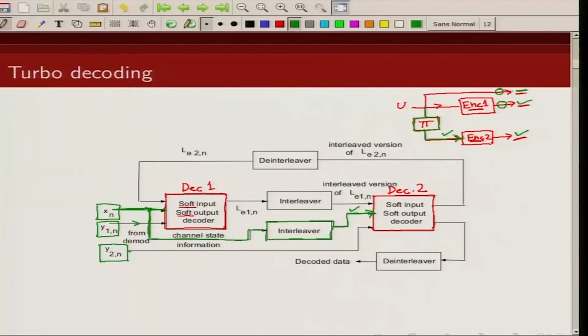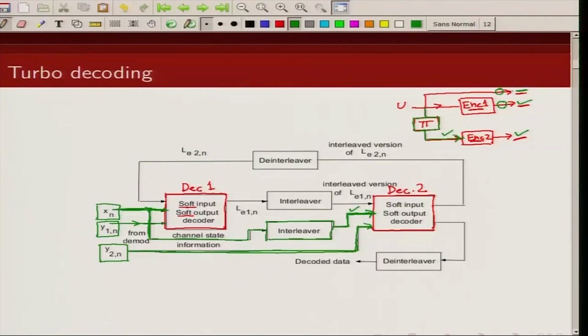Fine. So these are the two inputs which I am receiving from the channel, which I am feeding to the decoder. The inputs to decoder 1 are these two inputs, and the input to decoder 2 is the interleaved version of the information sequence and this particular parity bit. So these are the two inputs to the decoders from the channel.